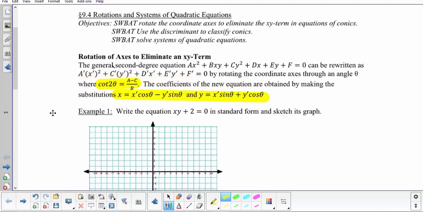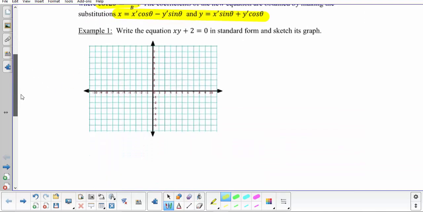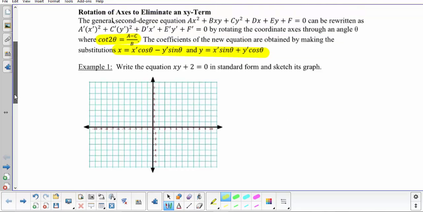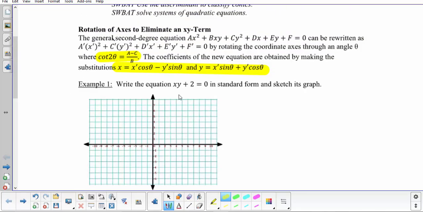So the first thing we're going to talk about is this equation. Write the equation xy plus 2 equals 0 in standard form and sketch its graph. If you look at this equation, you immediately notice that there's no x squared term, there's no y squared term, so it doesn't even really seem to be a conic section. But what we can do is change it to make it one. Even though it doesn't look like an equation of a conic, it is because it has this xy term. There's nothing in this equation that says that any specific term has to be present. Because we have an xy, that fills the bxy term, and that's really all we need.